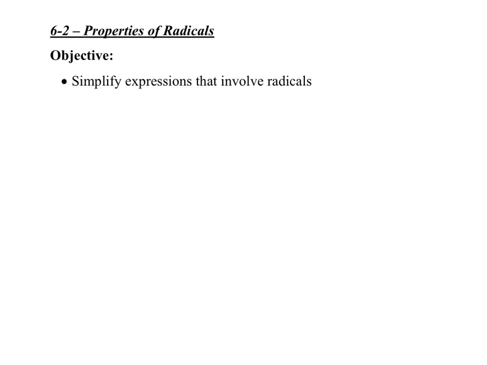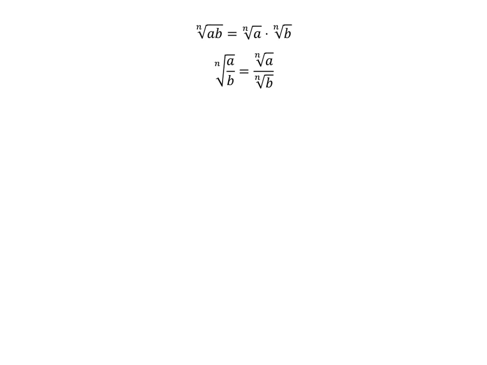So we'll begin it. We'll get to maybe a slide or two. So 6.2 is a continuation of 6.1. This whole chapter is on radicals. And we're going to look at properties now, okay? We're going to simplify expressions that have radicals in them. So let's start with our two rules first.